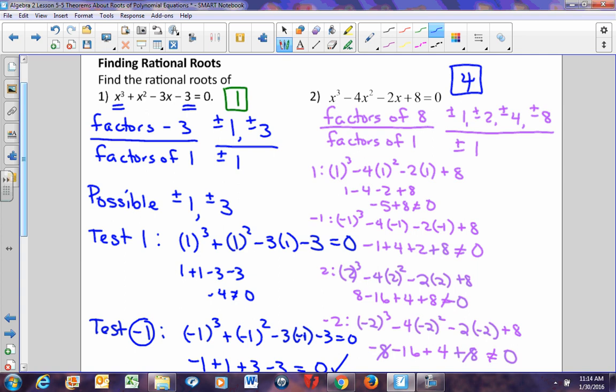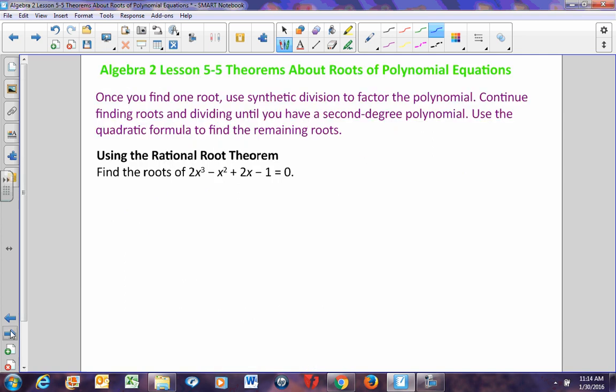If I would have tested negative 4, positive 8, and negative 8, I would have found that they didn't work either. So I would have known I didn't have any more rational roots. Now that's a really long and complicated process, and I know it's tedious, but there's really no faster way around it than to actually do the math. Because even if your calculator can do it for you, some of them can and some of them cannot. I will force you to do the long way on your tests and quizzes, so you better do it on your homework.